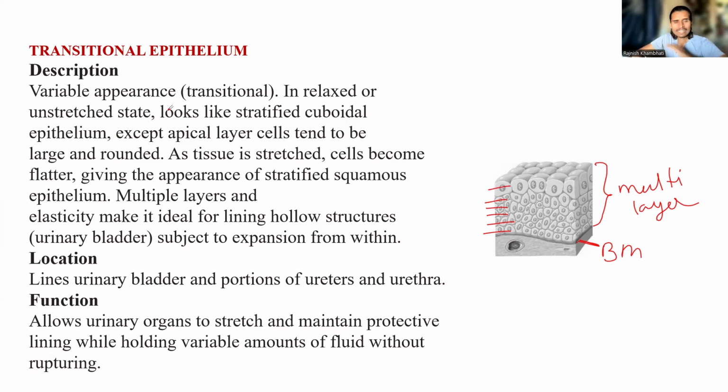Okay. Let's read the description. Variable appearance means transitional. The meaning of transitional is written here as variable appearance, looking different, a variety, in relaxed or unstretched state, meaning under normal condition. Looks like stratified cuboidal. How does it look? What shape do you see in this image? Does it look like cuboidal, cube shape? Okay, cube shape.